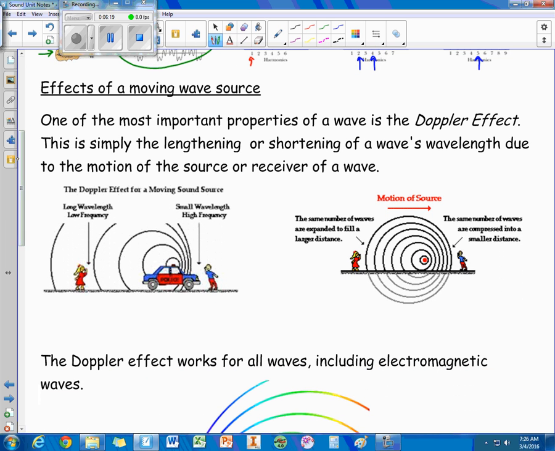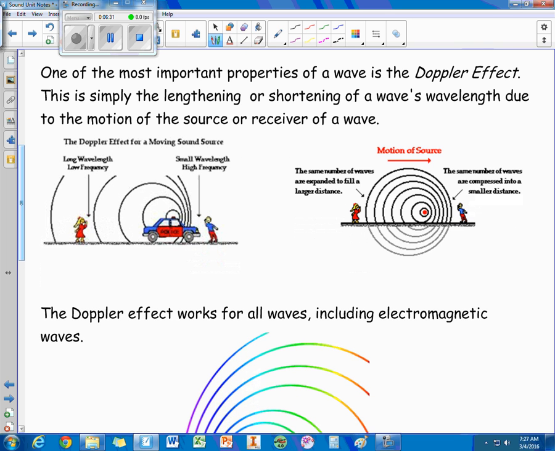All right, the final bit of review, talking about the effects of a moving source. This is the Doppler effect. Notice that when a source of sound is moving, it compresses the wavefronts in front. When we take a look at the speed of a wave, when the wavelength becomes shorter, the frequency must increase.